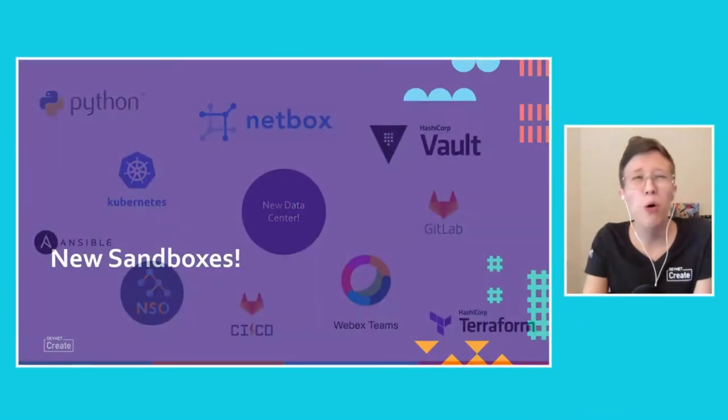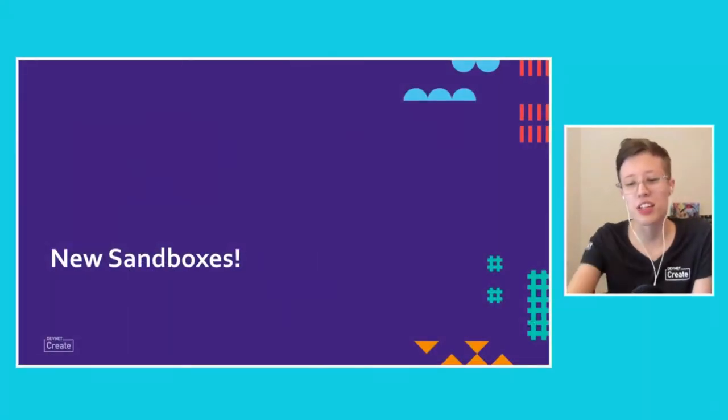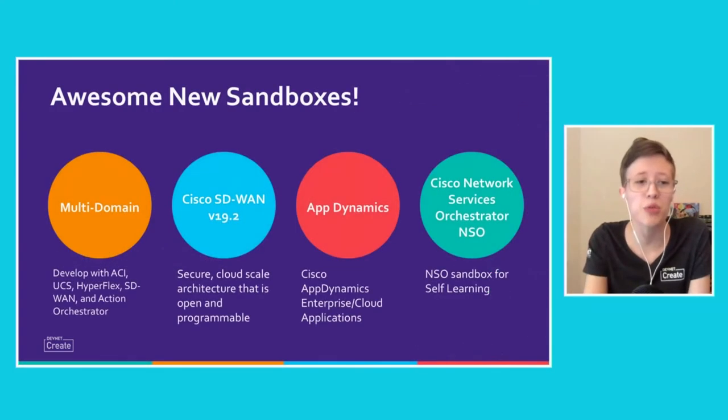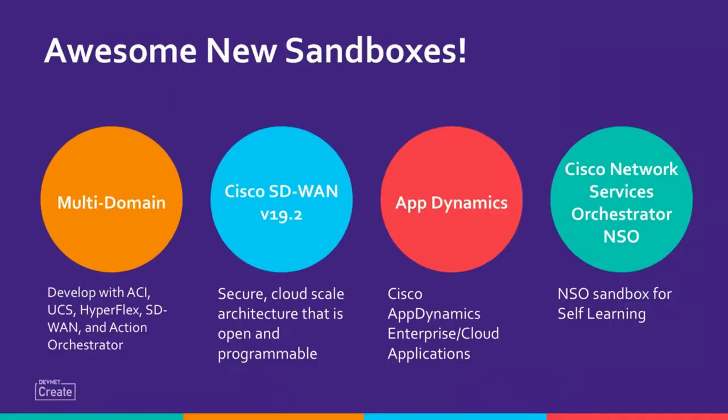We also have a whole bunch of new sandboxes that I'd like to show off. These are just a few of them. So we have brand new sandboxes like the multi-domain sandbox that combines a whole bunch of different types of Cisco technologies in one mega sandbox. So it's got ACI, it's got SD-WAN, Action Orchestrator, all to simulate what an actual environment would look like. We also have some old sandboxes that we've updated, for instance, SD-WAN. We've updated to the new 19.2.